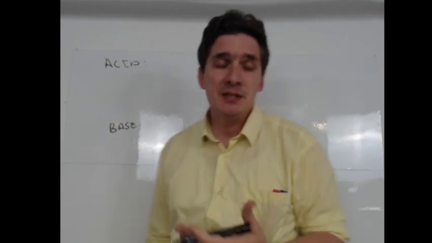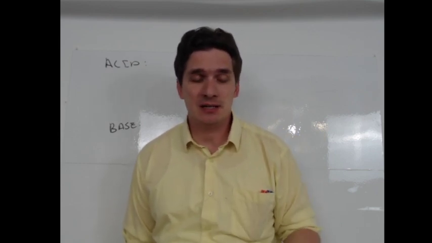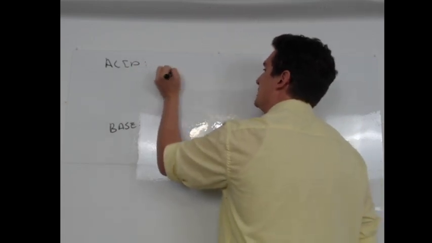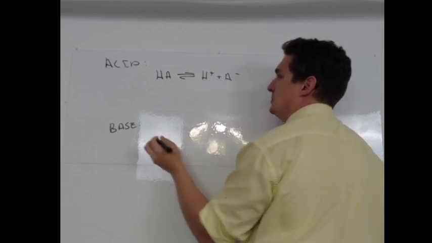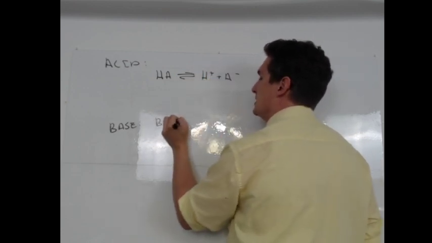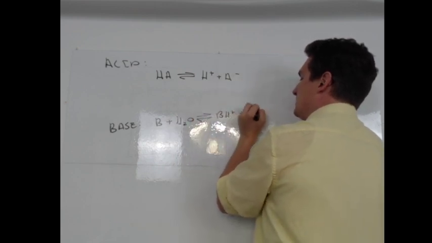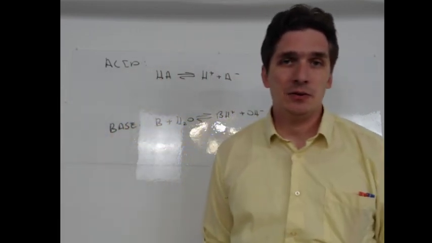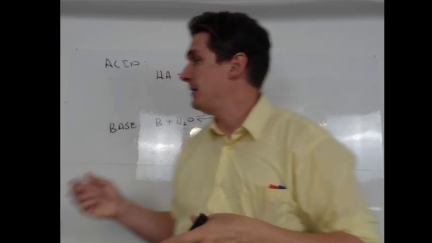And this is why I make you memorize the definition of Bronsted acids and bases and Arrhenius acids and bases. So for an acid, the general reaction is HA goes back and forth to H plus and A minus, and with the base, the general form is B plus H2O goes back and forth to BH plus and OH minus. So if it says acidic, you will have a reaction that looks like this. If it says basic, you will have a reaction like this.